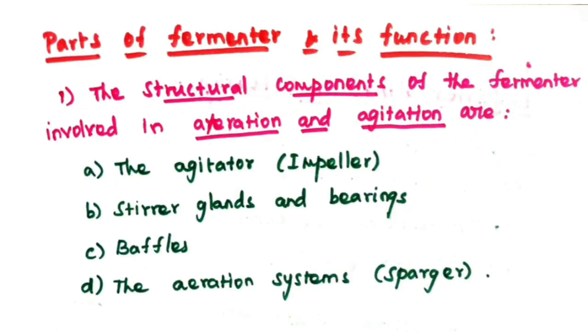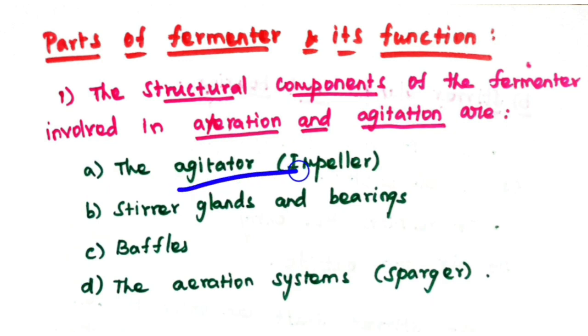Okay, next, let's see parts of fermenter and its function. Okay, so first the main important structural component of fermenter is agitation and aeration system. Okay, so this aeration and agitation system consists of the agitator, that is impeller, then stirrer glands and bearings, baffles, then aeration system sparger.